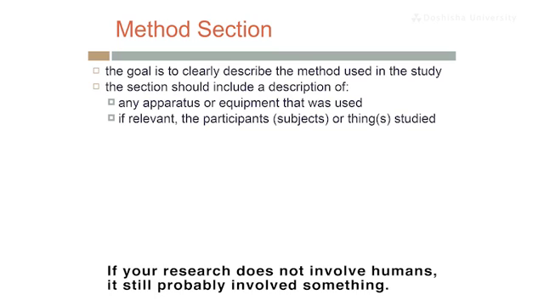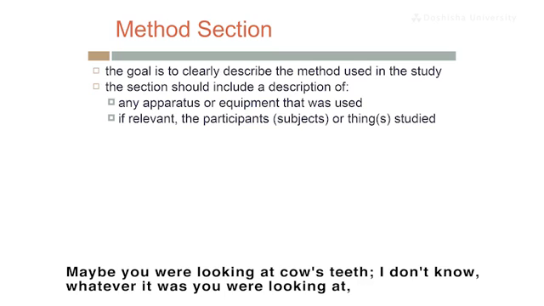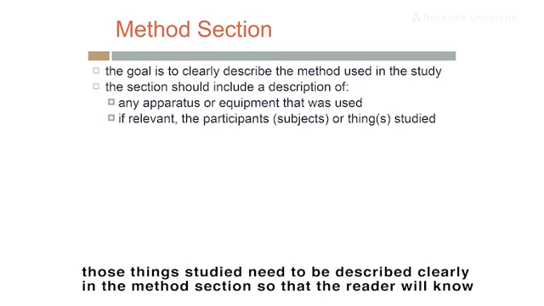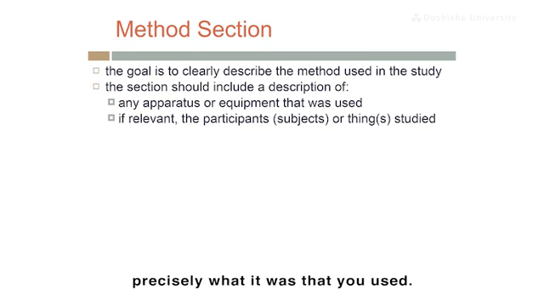If your research does not involve humans, it still probably involved something. Maybe you were looking at cows' teeth. Okay, I don't know. Whatever it was you were looking at, those things studied need to be described clearly in the method section so that the reader will know precisely what it was that you used.